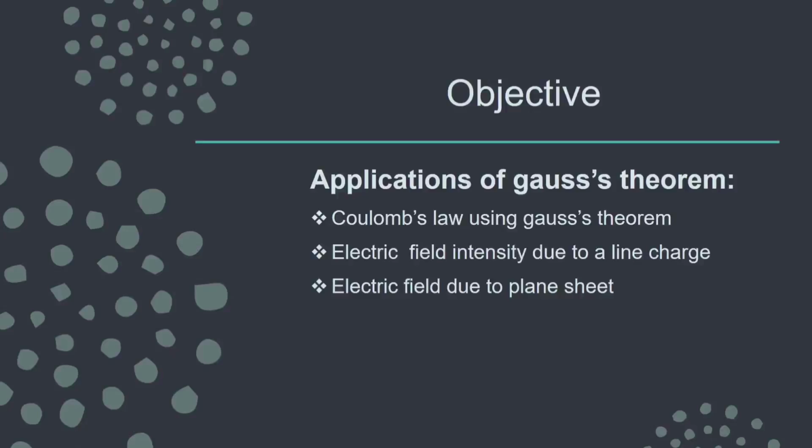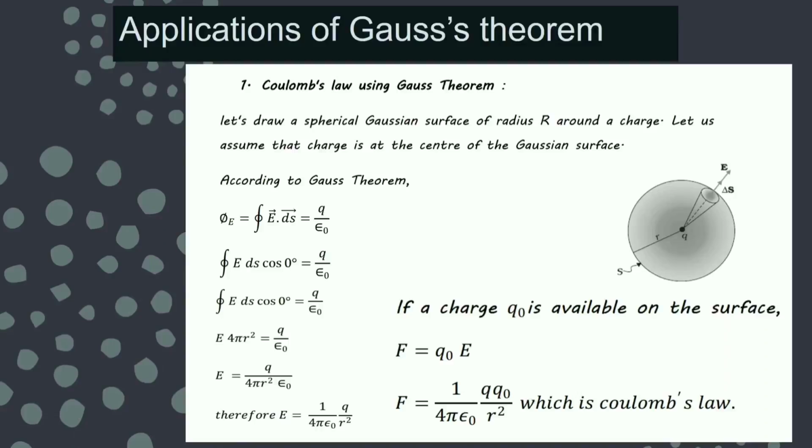we will be proving Coulomb's law using Gauss theorem, just to show that Gauss theorem is nothing else but another way of writing Coulomb's law only. And of course we will be finding the electric field intensity due to the line charge and due to a plane sheet as well, and we will be doing some related questions also on the basis of that. So let us begin with the first point: we want to prove Coulomb's law using Gauss theorem.